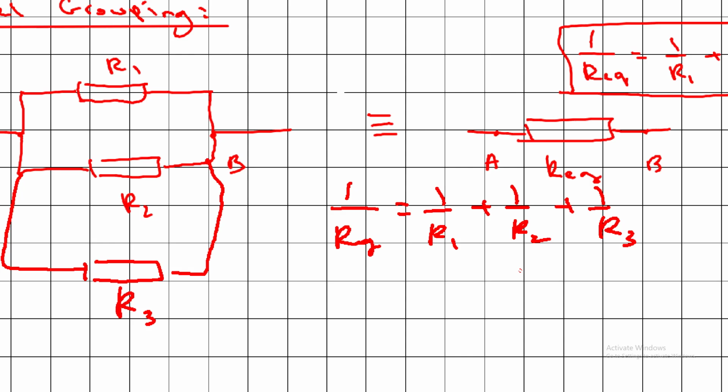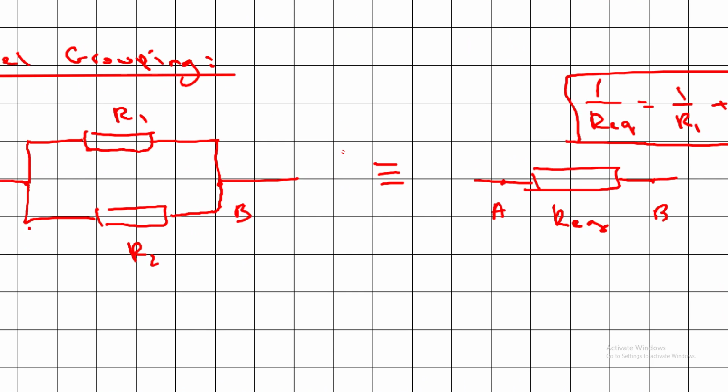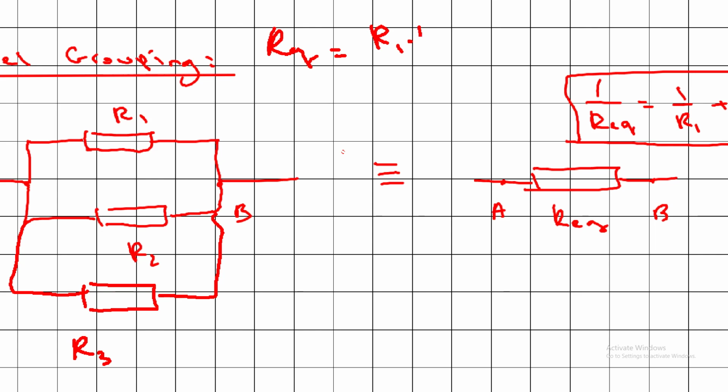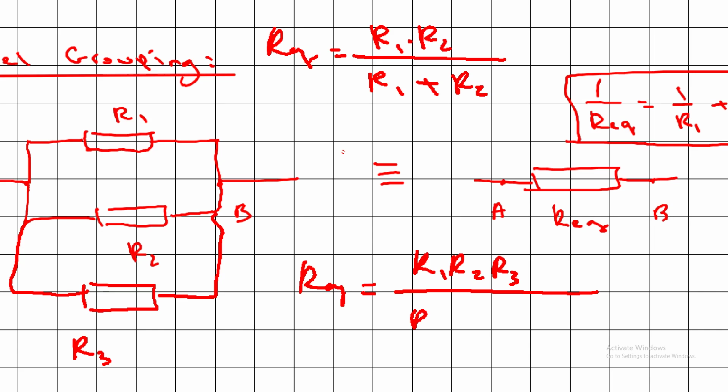If you are using the formula R equivalent is equal to R1 multiplied by R2 divided by R1 plus R2, we cannot say that R equivalent, for example, in the case of 3 parallel resistors is given by R1, R2, R3 multiplied by R1 plus R2 plus R3. Okay, this is completely wrong.